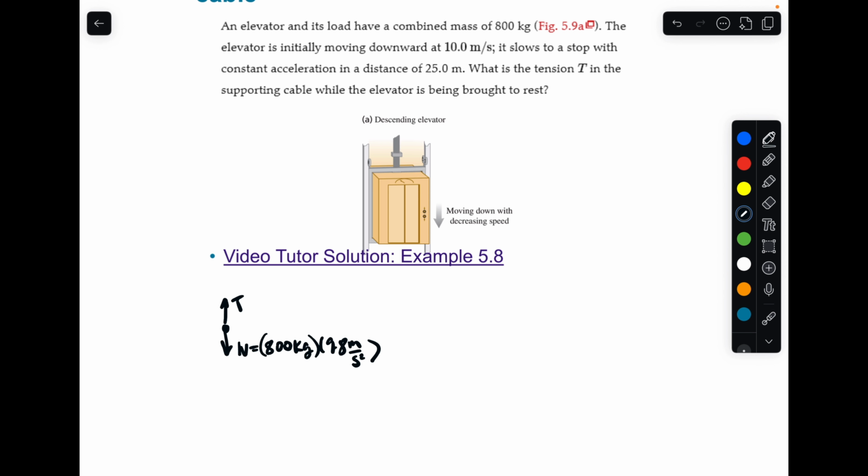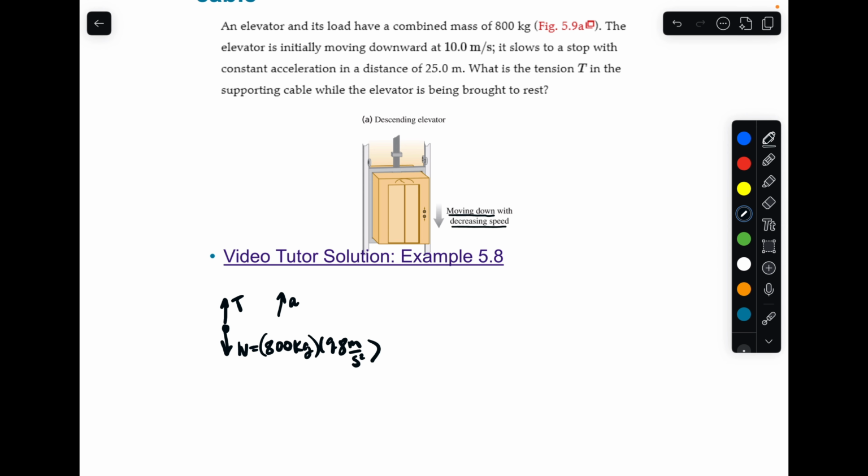Now, what is the direction of our acceleration? We are moving down, but we are moving down with decreasing speed. So that means that we must be accelerating upward. That is the most difficult conceptual part of this whole problem. That means we're accelerating upward.